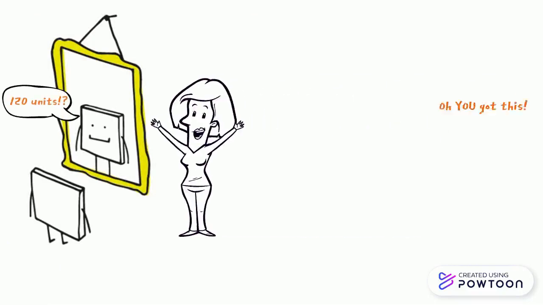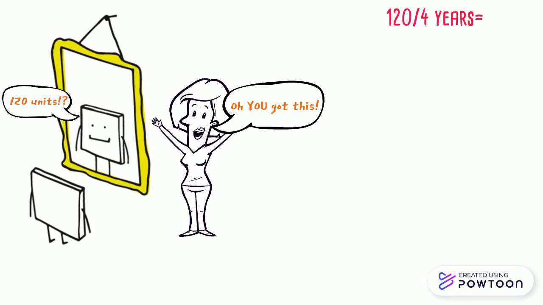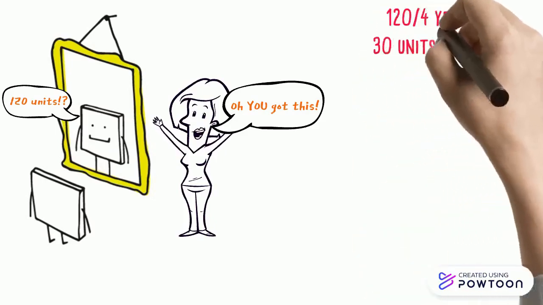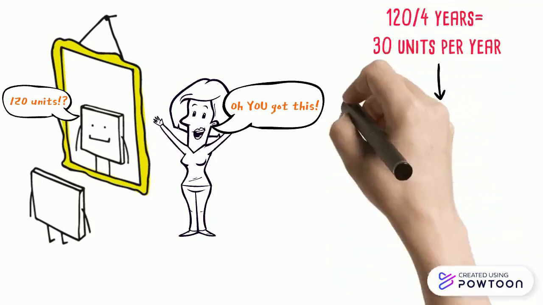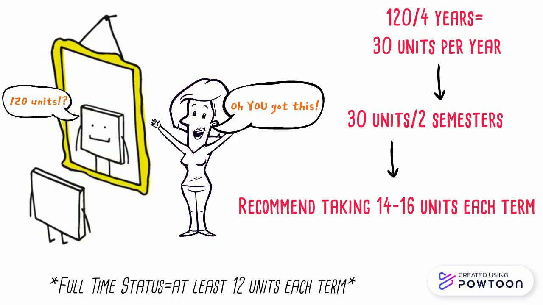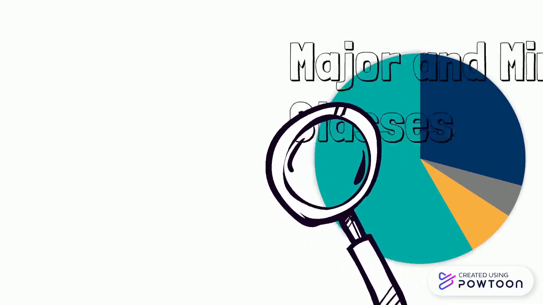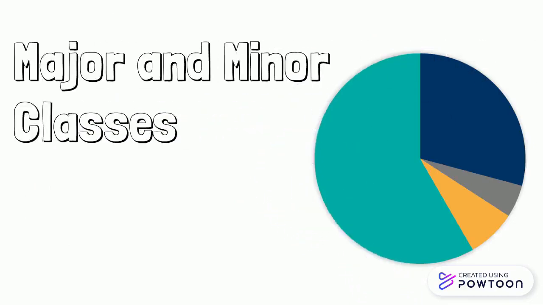120 units total? Well, if you take 120 units divided by the typical 4 years, you should be completing 30 units every year. If you divide that once more by the fall and spring semester, we recommend taking 14 to 16 units each term. Keep in mind that every student needs to be enrolled in at least 12 units to be considered full-time.